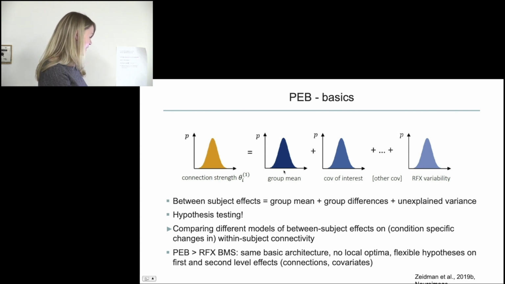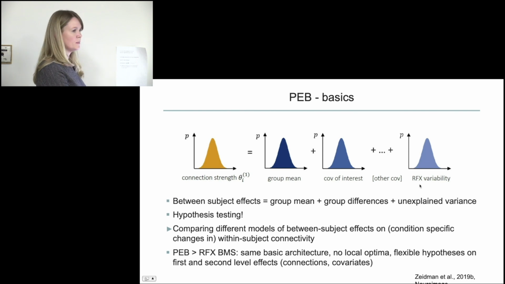is just a linear combination of some group mean, your design matrix, so your group difference or your social network size, whatever you're interested in, other covariates that we know, we usually control for age and sex and so on, and some random error.